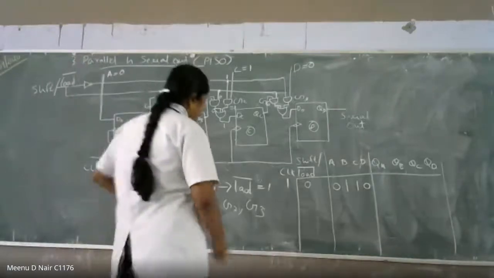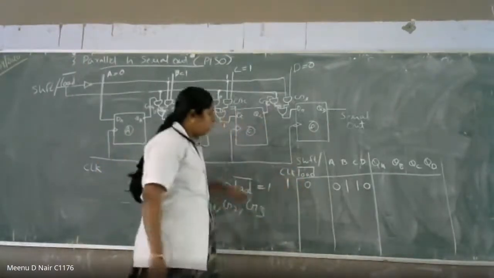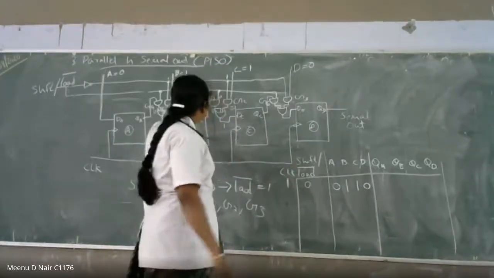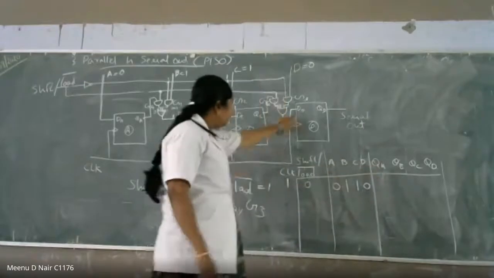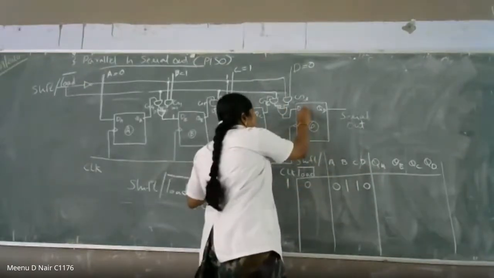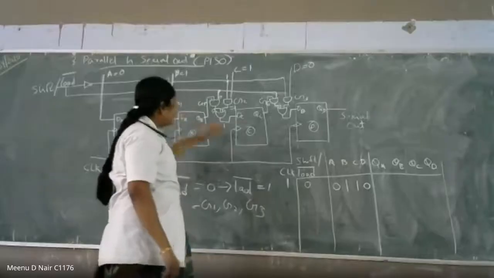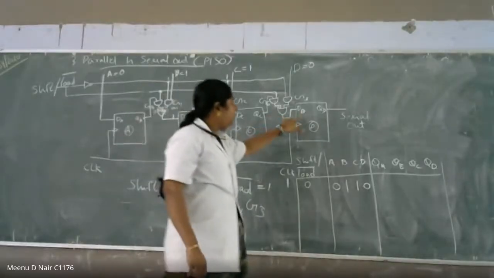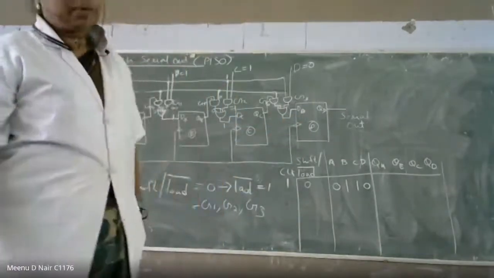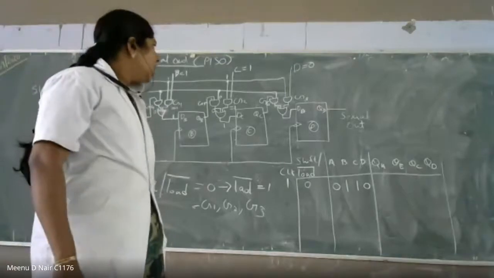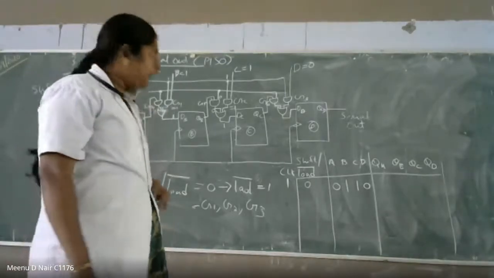No, I did not ask that question, sir. I was asking, your condition is load bar is equal to 1. At the same time, what about your D input, QD input? We were explaining DB and DC. Similar way, you have to tell me what is the input of DD, the input of the D flip-flop.